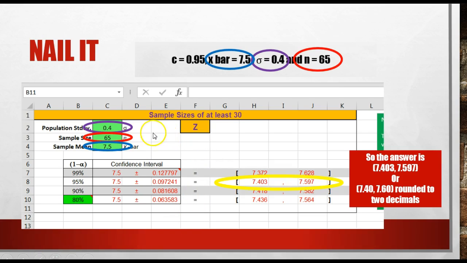So you will notice there that I put in my population standard deviation, my sample size, my sample mean. There they are, purple, red, blue. And my answer is circled in yellow, so the answer is 7.403 to 7.597. Or, if I rounded it to 2 decimal places, 7.40 to 7.60.